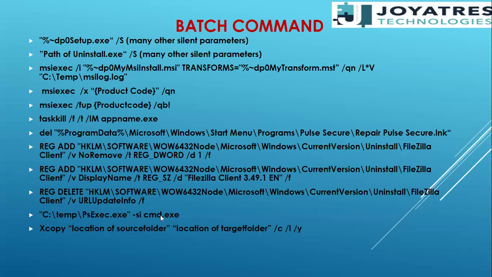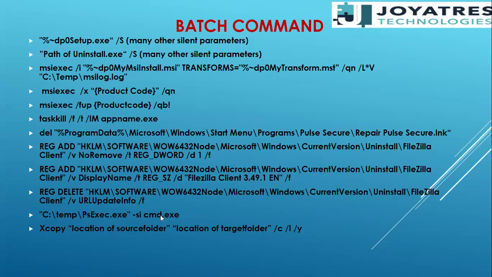The third line is to install an msi. It is exactly the same as I discussed yesterday. We have to give the same, just that in place of msi and mst we have to give the modulus dp0 so that it can pick up that msi and mst. Rest is exactly the same. Then msiexec slash x product code slash qn, same for uninstallation also. Then we have msiexec slash fup product code, this is for the repair. It will be exactly the same.